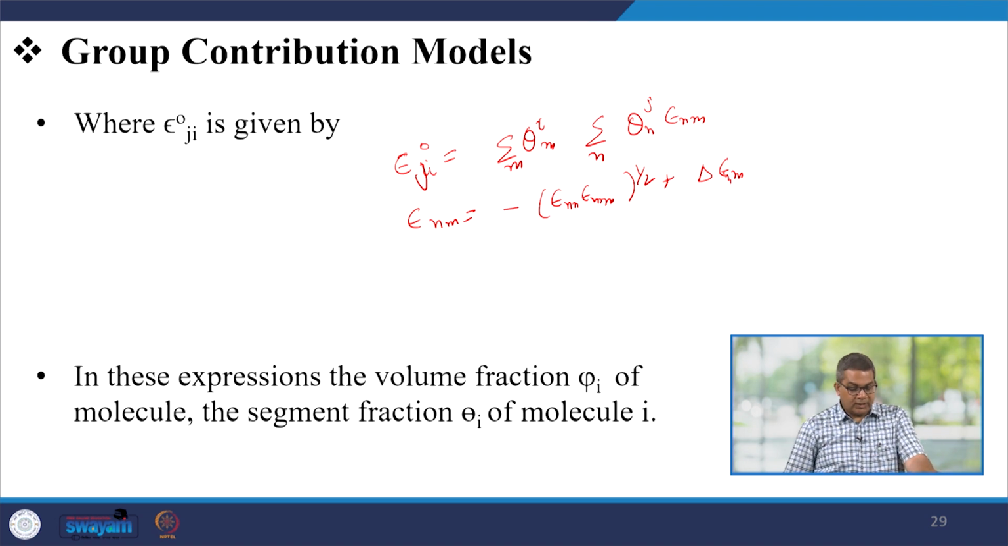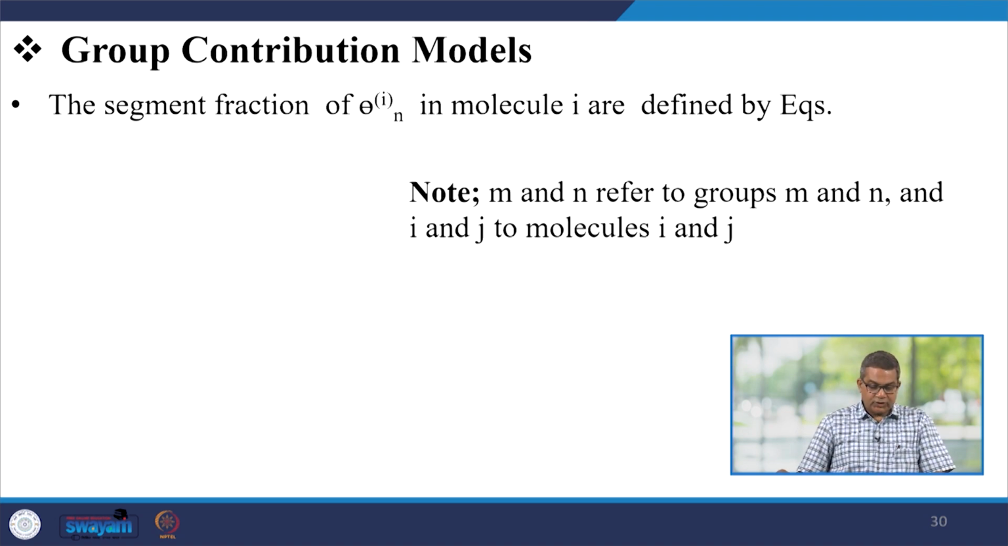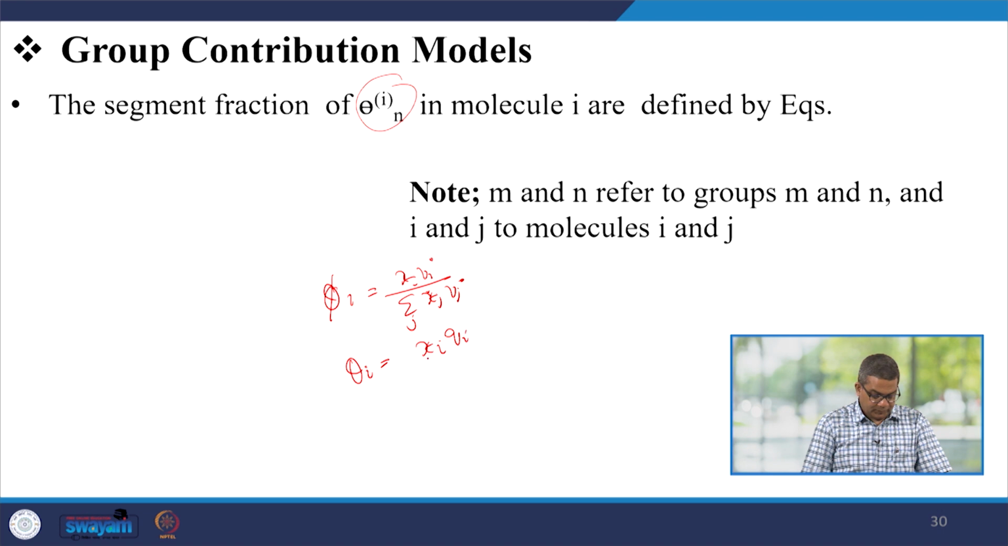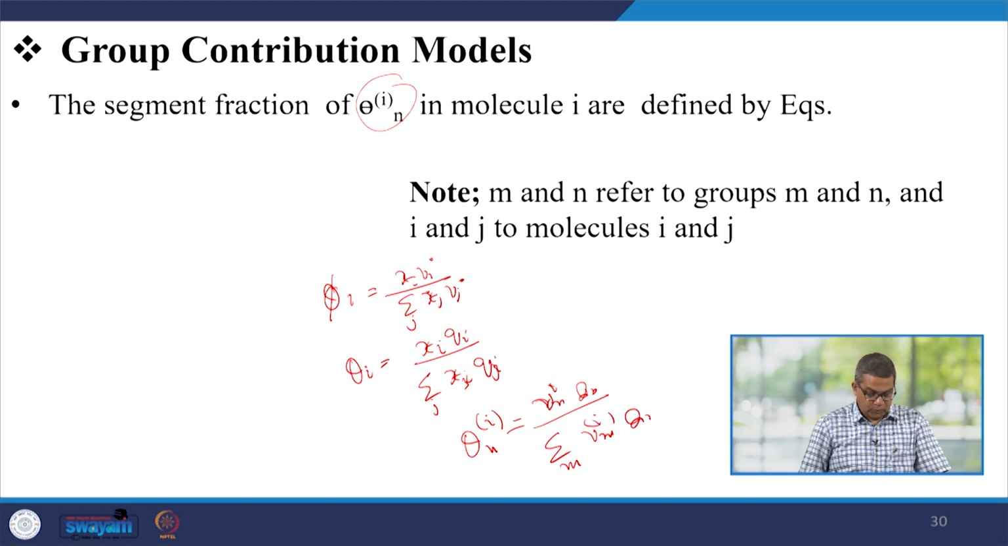These expressions give the volume fraction phi of the molecule and the segment fraction theta_i of the molecule i. Now the segment fractions theta_n in the molecule are defined by the equations: phi_i is equal to x_i V_i* over Σ_j x_j V_j*, then theta_i is equal to x_i q_i over Σ_j x_j q_j, then theta_n^i is equal to v_n^i q_n over Σ_m v_m^i q_m.